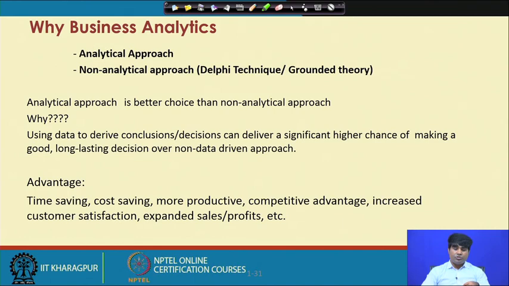Techniques like the Delphi technique and grounded theory are still there to solve similar kinds of problems through expert opinions or discussions. So these are ways we can solve the problems, but the solution through the analytical approach is always better, and this will be more authentic, more reliable, and so far as validation is concerned, it will be at the highest rate.